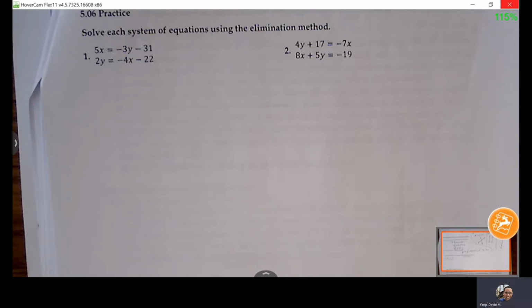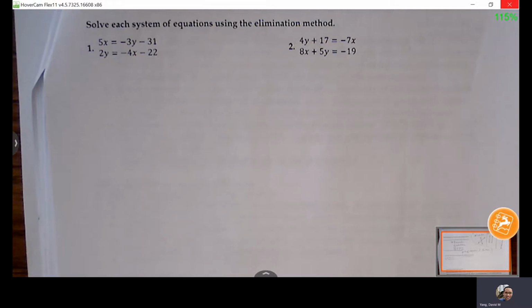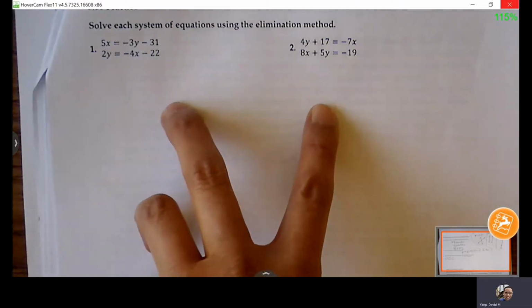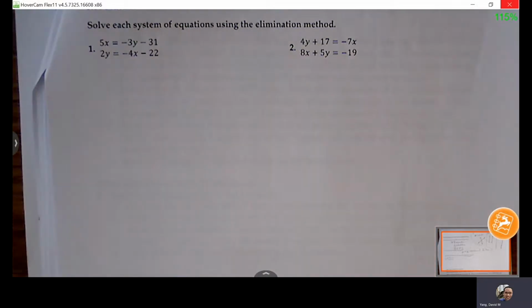Okay, page 15. Now, page 15, we're going to just do elimination methods. So we're going to use algebra methods. So does anybody still need this page?